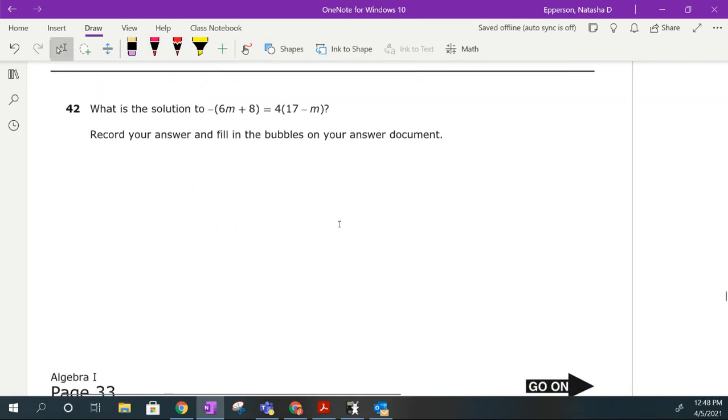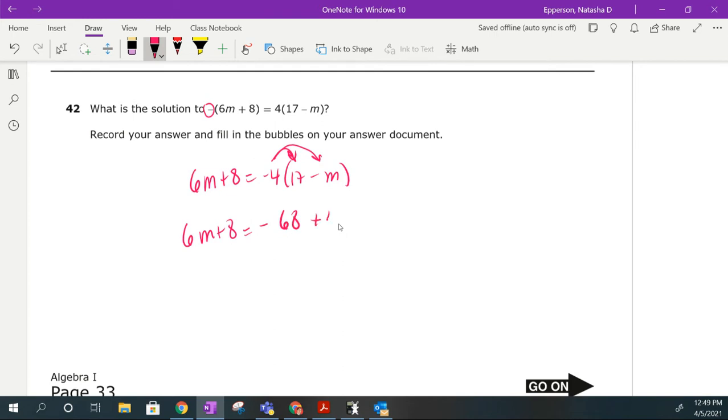Number 42, what is the solution to this? We're looking for the value of M. So I'm going to distribute. I can divide by 4 or divide by negative, so I'm going to get rid of that negative there. So this becomes 6M plus 8 is equal to -4 times 17 minus M. I'm going to distribute that -4 now. This is going to become 6M plus 8 is equal to -4 times 17, which gives me 68, then +4M.